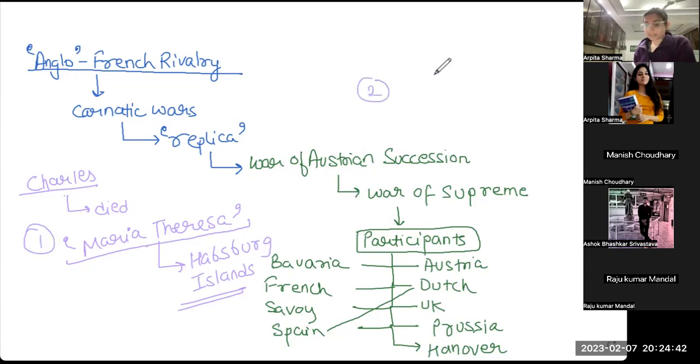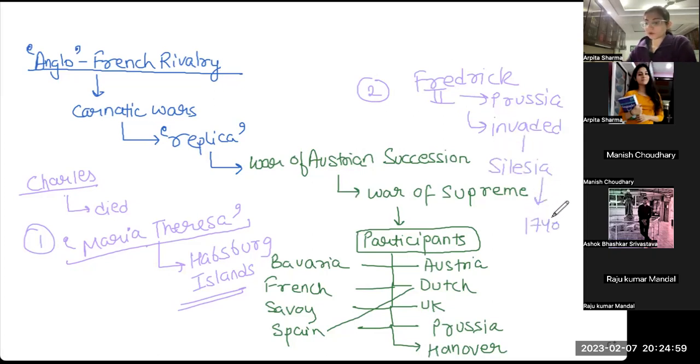The second reason was that there was another king called Frederick II. He was the king of Prussia. He invaded. Invaded means, tell me in the comment section, what does invade mean? Tell me quickly. What do you understand by the term invaded? We have studied this term in the last lecture also, in the first lecture also.